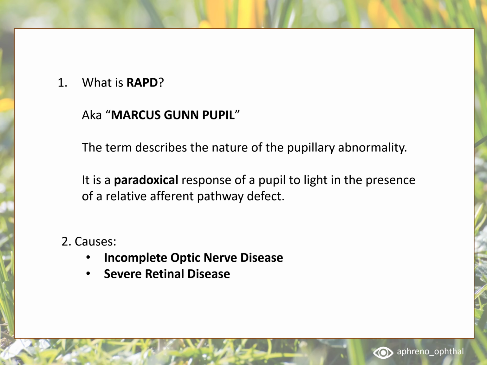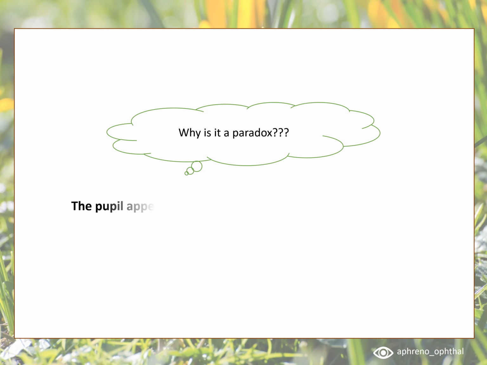What is RAPD? Also known as Marcus Gunn pupil. The term describes the nature of the pupillary abnormality. It is a paradoxical response of a pupil to light in the presence of a relative afferent pathway defect. Causes: incomplete optic nerve disease, severe retinal disease. Why is it a paradox? The pupil appears to be dilating when the light is directed on it.